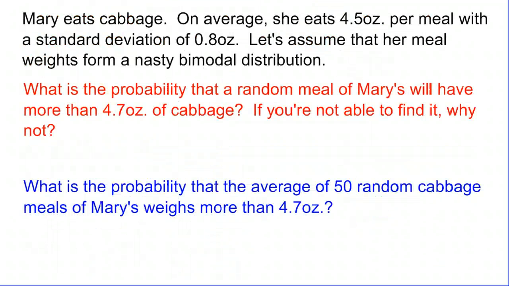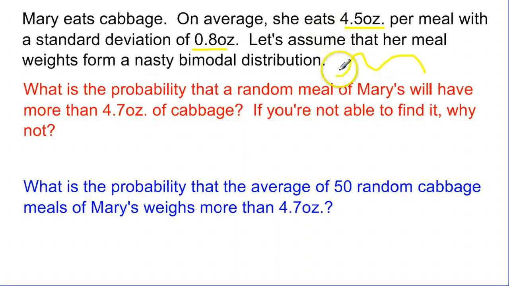Next example, we have good old Mary here, and she eats cabbage. On average, which almost rhymes with cabbage, she eats 4.5 ounces per meal with a standard deviation of 0.8. So there's our values that we're looking for. Let's assume that her meal weights form a nasty bimodal distribution. So for whatever reason, the amount she eats is either very low or very high.